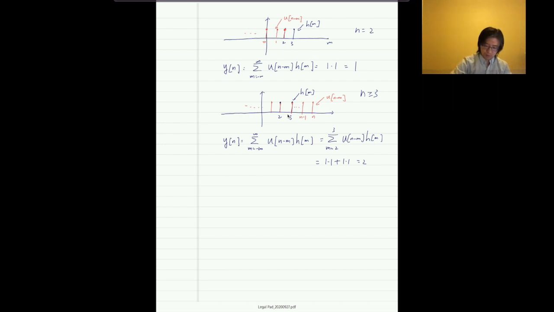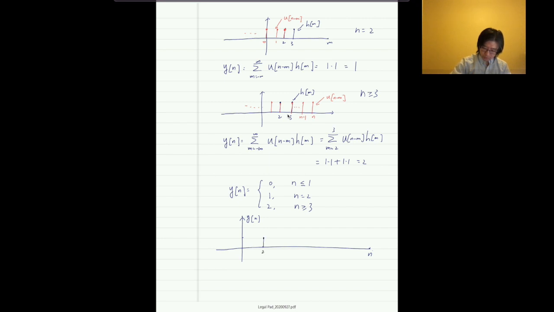So now we're done. We can write y[n] is 0 when n is less than or equal to 1, and it's 1 when n is 2, and 2 when n is larger than or equal to 3, okay? So if we want to sketch y[n], it will be as follows. So when n is 1, it is 1. When n is 2, it is 2. Oh, sorry, I should be careful here. So when n is 2, it is 1.